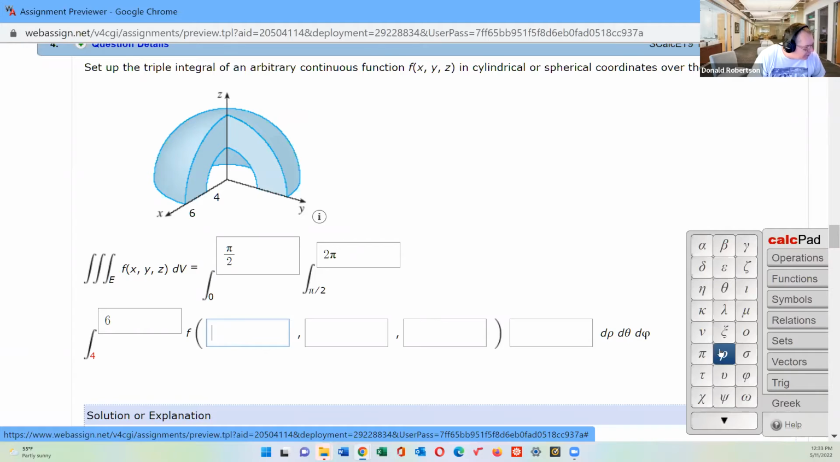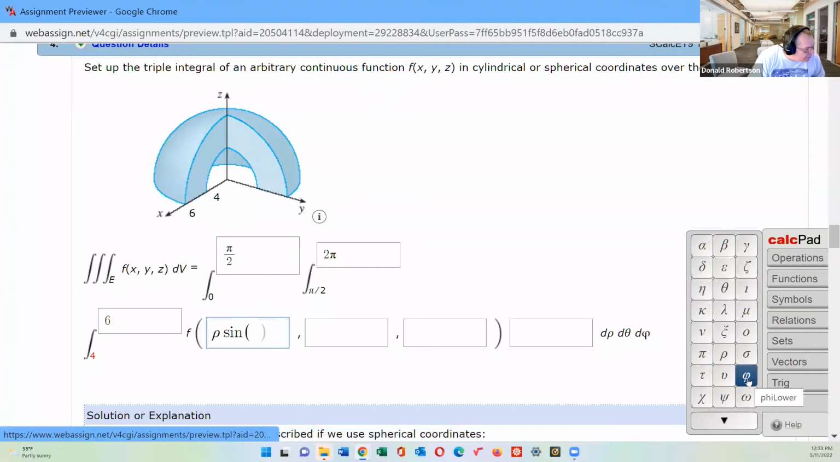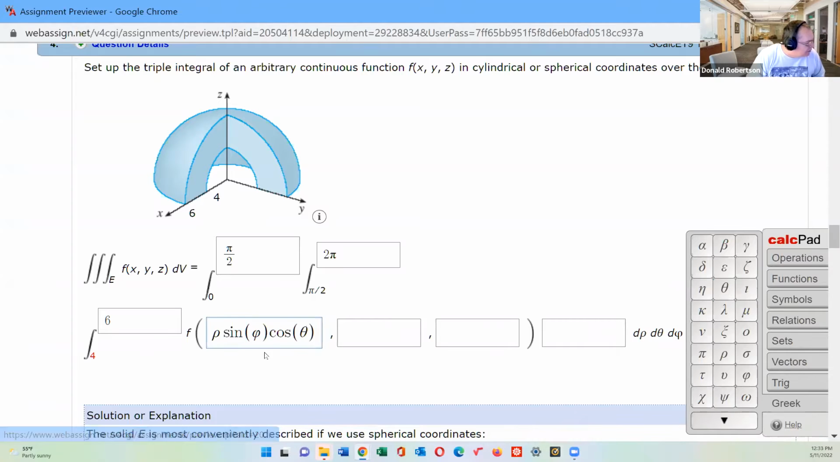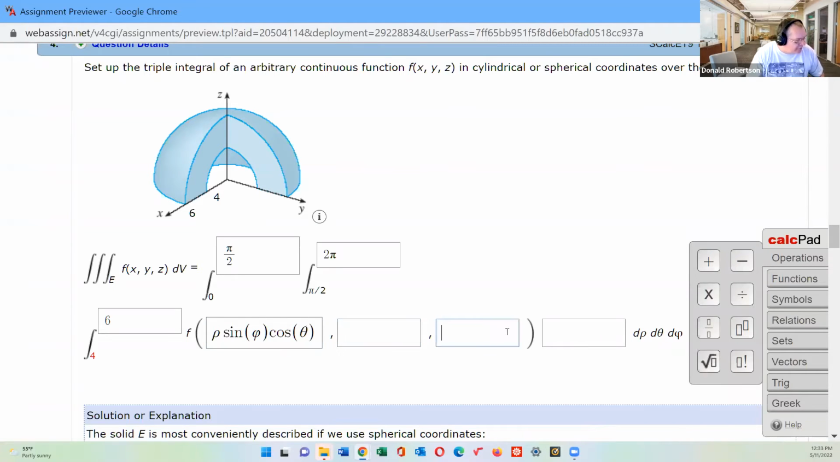So there's Greek, there's your rho. Then you want to do the sine of phi. Yeah, there's phi. And cosine of theta. And there is theta. Okay, and then the rest goes here and here. And what goes in this box? Isn't that the square? Yeah, that's that rho squared.